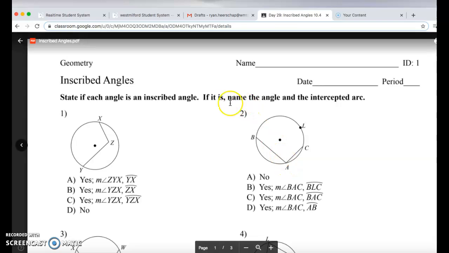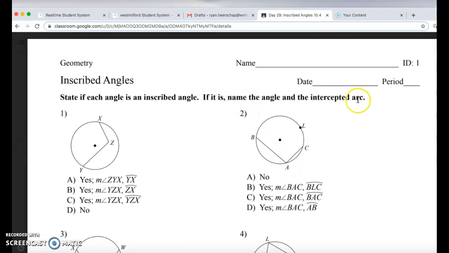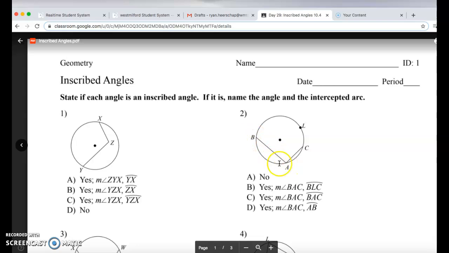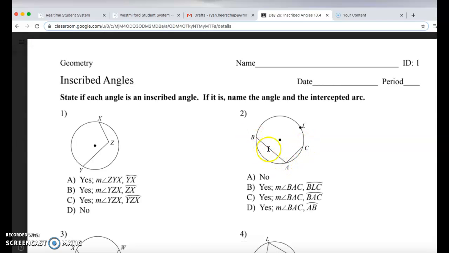And now once it is, name the angle and intercepted arc. So the angle here would be BAC or CAB. It could go either way as long as that vertex is in the middle. Right, so it looks like this one here, BAC. Oh, look, all BAC. But the arcs are all different.